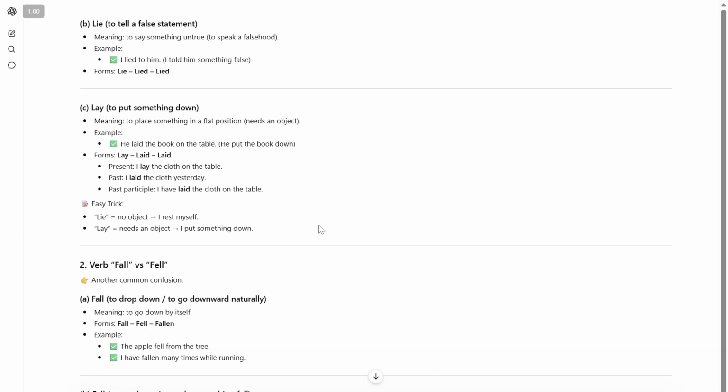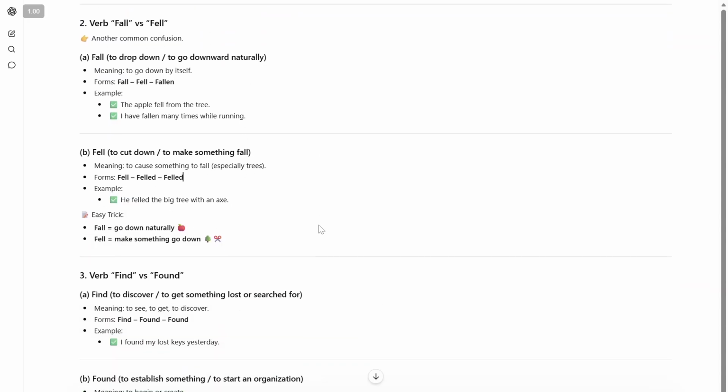B, fell, to cut down, to make something fall, meaning to cause something to fall, especially trees. Forms: fell, felled, felled. Example, he felled the big tree with an axe. Easy trick: fall, go down naturally. Fell, make something go down.